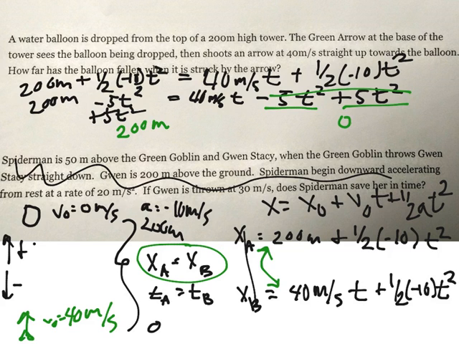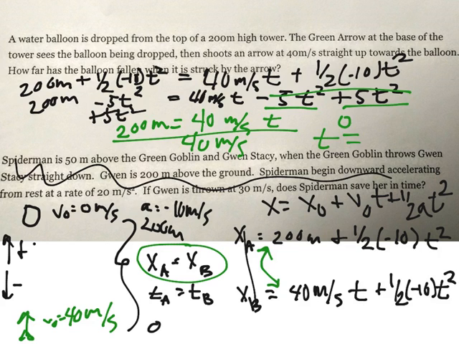You now have 200 meters is equal to 40 meters per second times t. Now we need to solve for t. We divide by 40 meters per second. This is going to give you t equals 5 seconds. So this is how long it takes before they hit each other. How far do they actually go?